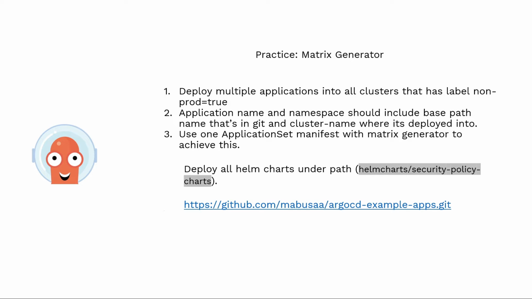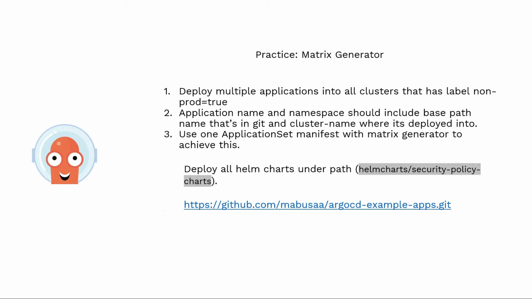Hello everyone. In this lecture, we will practice the ApplicationSet matrix generator. The matrix generator will combine parameters generated by two sub generators, or two child generators, so we can use these parameters to produce every possible application. And this will give us more flexibility for advanced use cases.